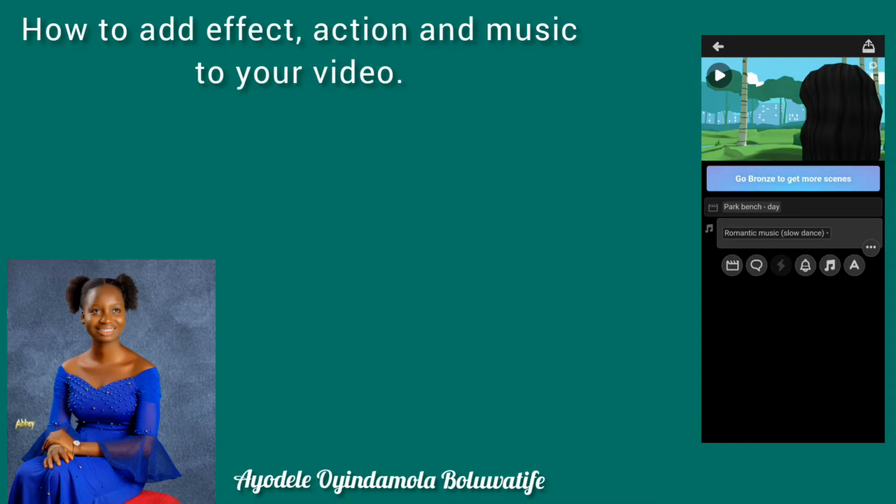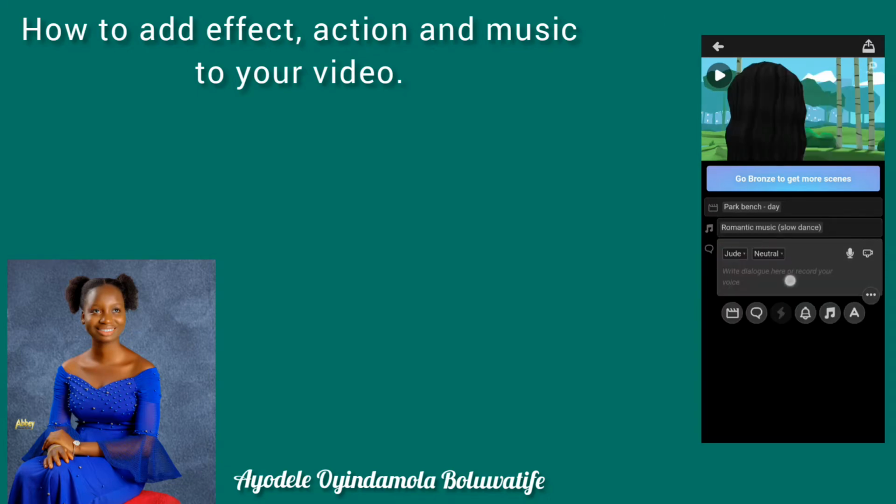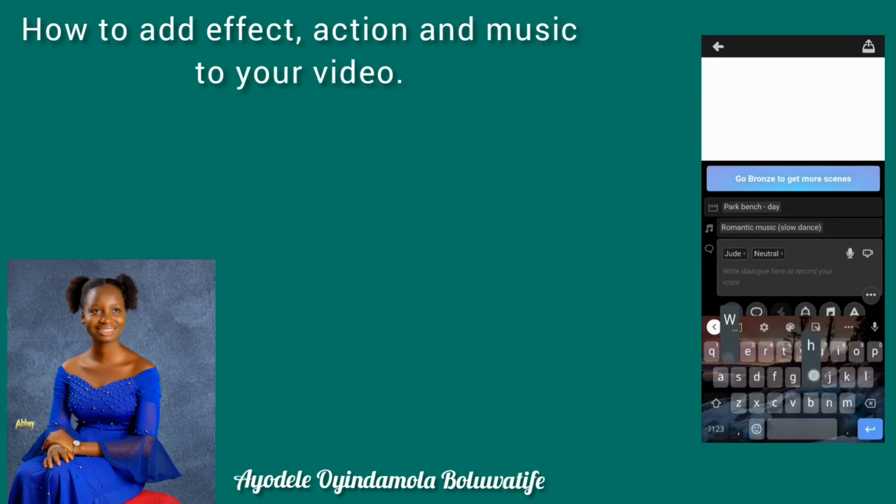Right now, I've clicked on music. There is an icon there with a symbol of music. You click on it to add any music you want. In this movie, I'll be adding a romantic music, which I just did. After doing that, you click on the comment box to add your script.